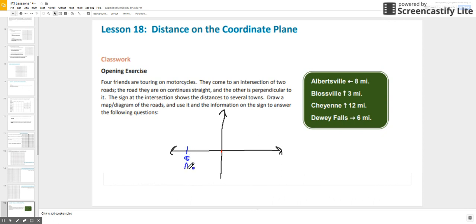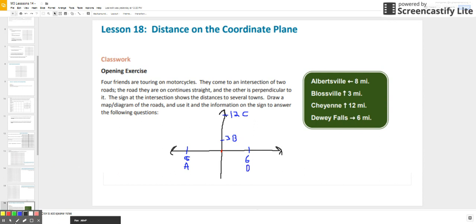So, just quick labeling. If I continue straight 3 miles, I run into Blossville, so let's go up here to 3 and put a B for Blossville. If I continue straight even further and go up here to 12, I run into Cheyenne, so let's put a C for Cheyenne. And if I'm at this intersection and go right, I run into Dewey Falls, 6 miles. So about right here. As you can see, this is just a quick sketch. This is not an appropriate coordinate plane for plotting points. It's a sketch of kind of where we're at.